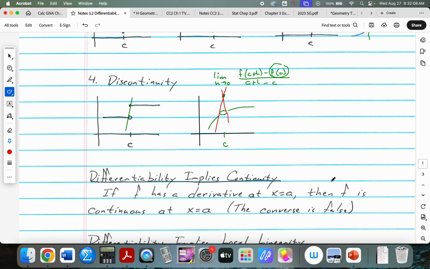The other kind, and I won't take the time to draw it, is if you have a vertical asymptote. Well, the graph doesn't exist there, so you have the same problem as we did earlier where f of c didn't exist. If f of c doesn't exist, this expression is not going to exist either.